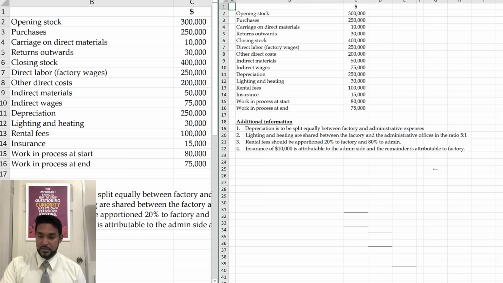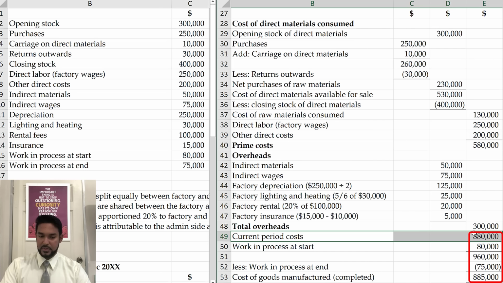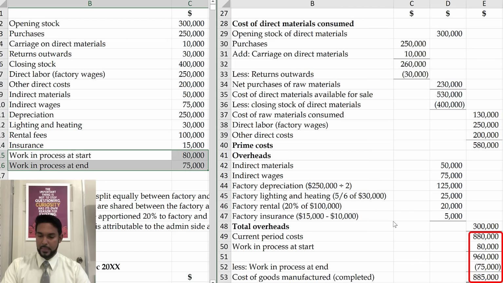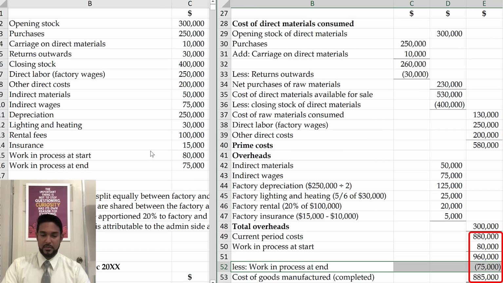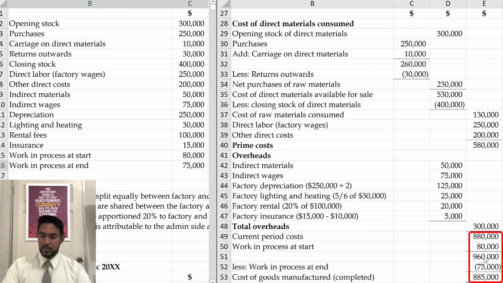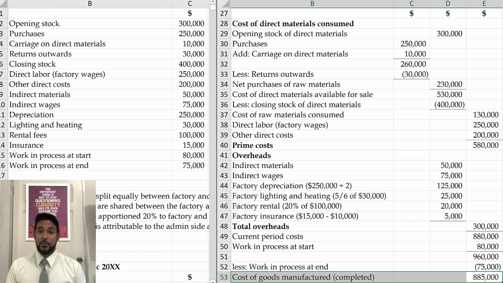An alternative presentation for this, I'm going to have to zoom in a little bit. All right, so let's go back down. The same 880 is down here, and you're seeing the same 80,000 work in process at start from across here. It's added to the current period cost, or total production cost incurred in the current period, giving us 960, and then we subtract the work in process at end, as we see here. Some people prefer this format, and some people prefer the other format, where you do an adjustment first and have a net figure. It does not matter which one you do. Neither one is more right than the other.